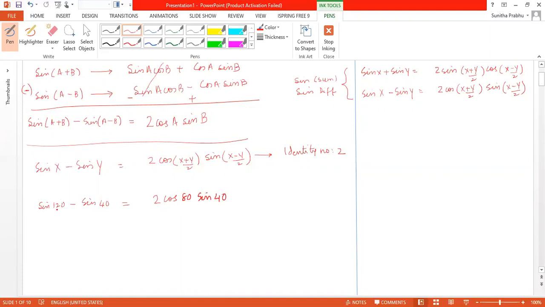So if you have sine x minus sine y, it is 2 cos of (x plus y) by 2 into sine of (x minus y) by 2. So 2 cos of the average of the sum, into sine of the average of the difference. Remember that: 2 cos sum by 2, sine difference by 2. Yes, sir.